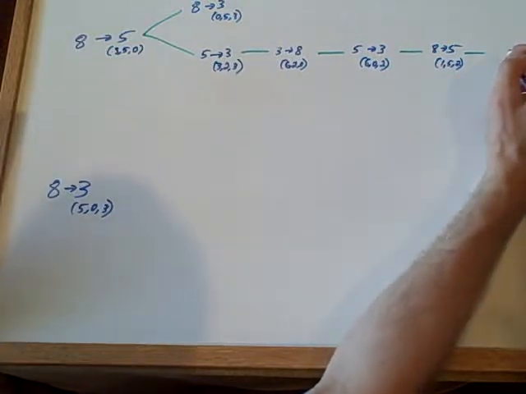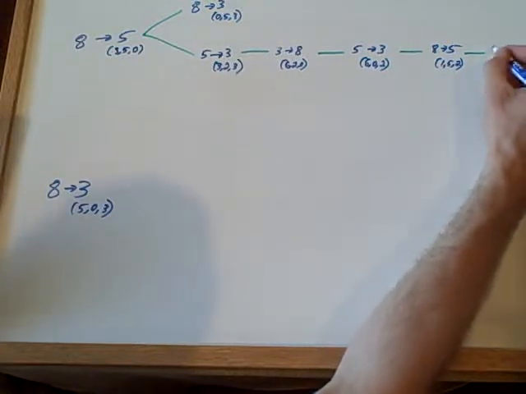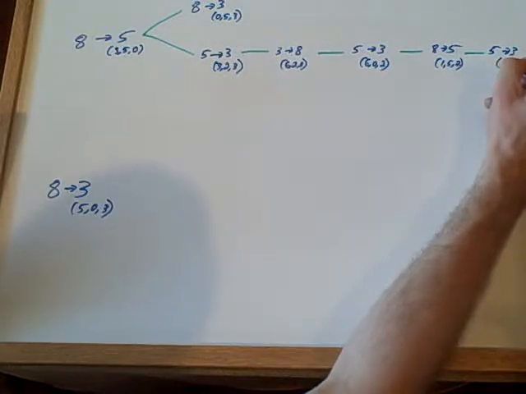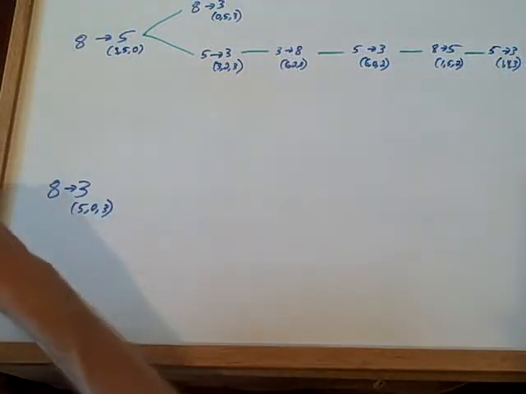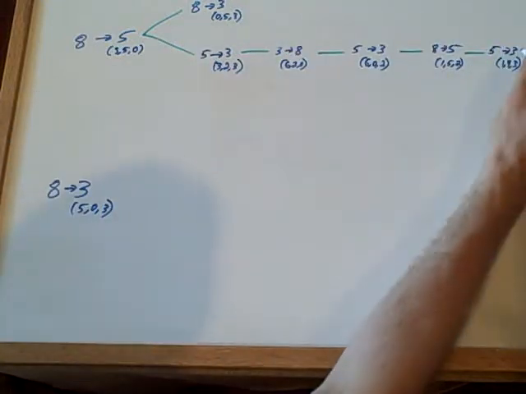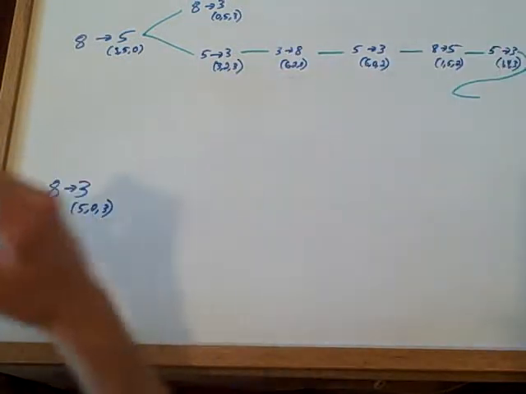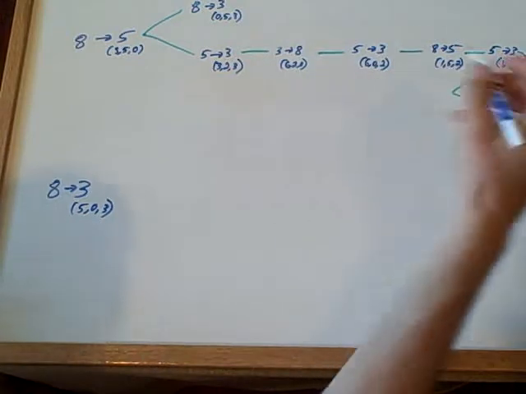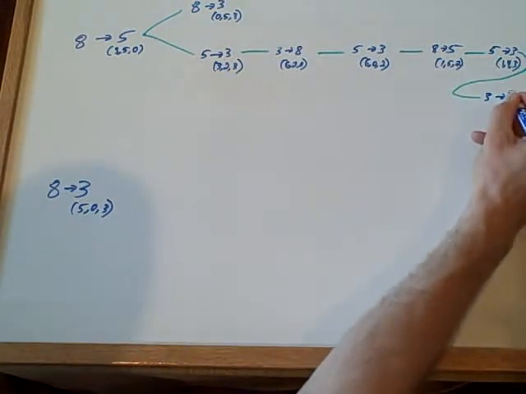And then we pour from the 5 to the 3, giving us 1, 4, 3. And then we have one more pour. We'll swing it around this way. And it's from the 3 to the 8, and it gives us 4, 4, 0.